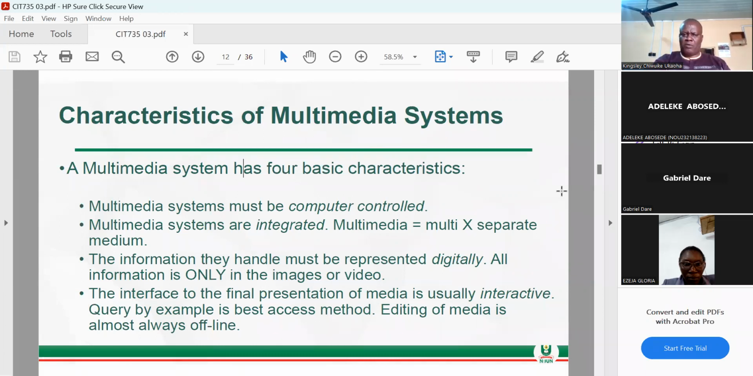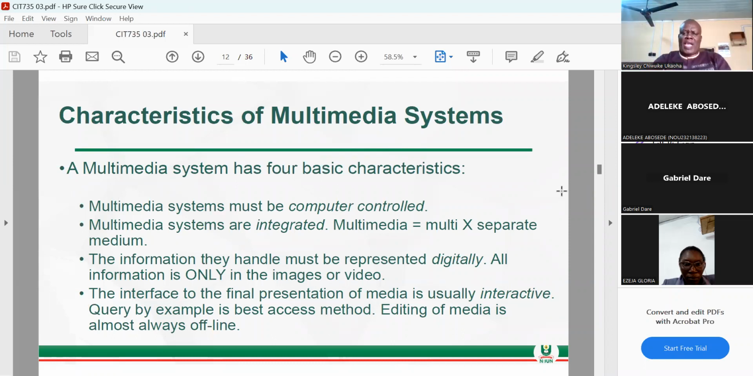So it must be computer controlled. Multimedia systems are integrated, meaning you have several media coming together, collaborating together to work as one. That is what you mean by integrated. You have audio. As I'm talking to you now, the webcam is recording my face and what I'm saying. The microphone is recording my voice. And the system is transmitting everything over the channel, over the medium to where you are. So that is what you mean by integrated.